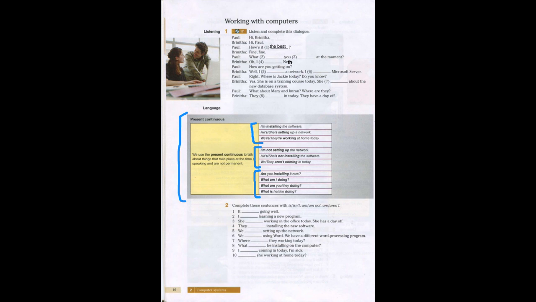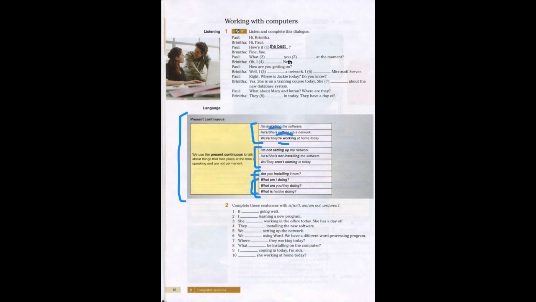I'm not setting up the network. She is not installing the software. They are not coming. So if you look at these words written in bold, you will find that they follow the same rule that I have just explained to you. As for questions, are you installing it now? What am I doing? What are you, they doing? What is he, she doing? So this is a yes, no question. And these are WH questions.